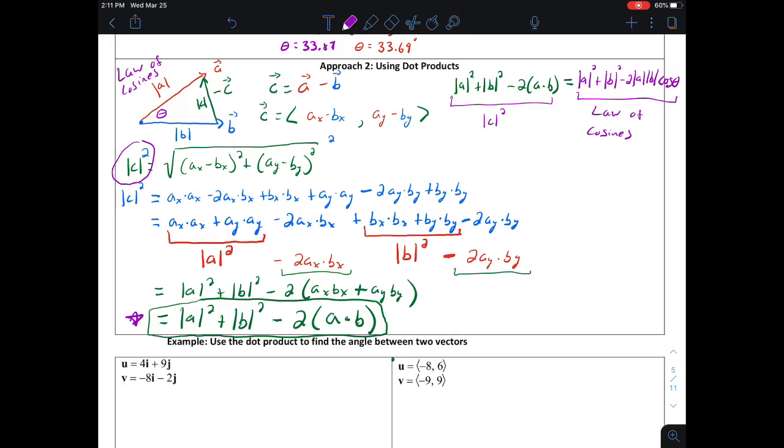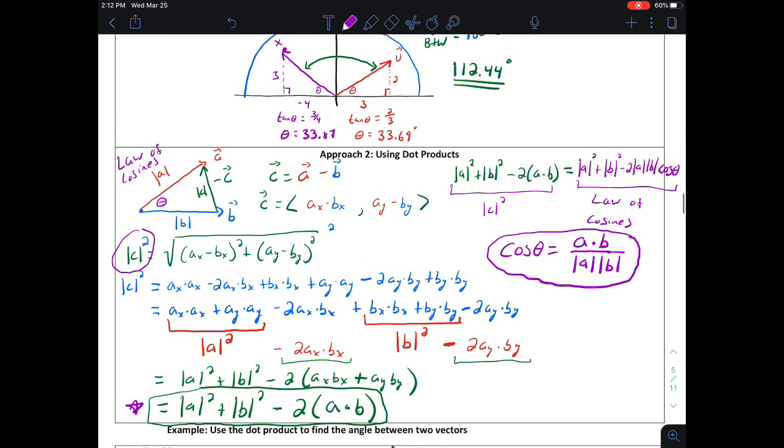Well, we can simplify that formula down, and we simplify that formula down because we're going to get things to cancel. And then I would divide by negative 2 times magnitude A, magnitude B, and we get cosine of the angle in between two vectors is equal to A dot B divided by the magnitude of A times the magnitude of B. And so here is an alternative way to find the angle in between two vectors.